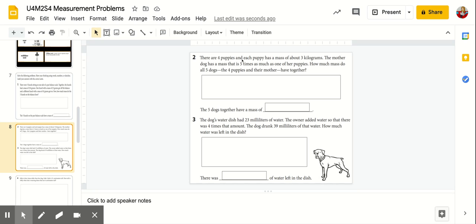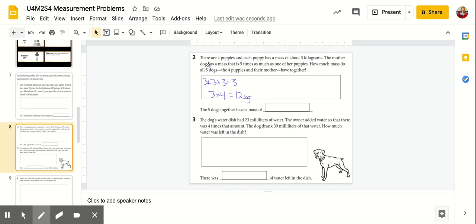There are 4 puppies, and each puppy has a mass of about 3 kilograms. So we have 1 3-kilogram puppy plus another one plus another one plus another one, or 3 times 4, which equals 12. So they're 12 kilograms. You can abbreviate that by kg.